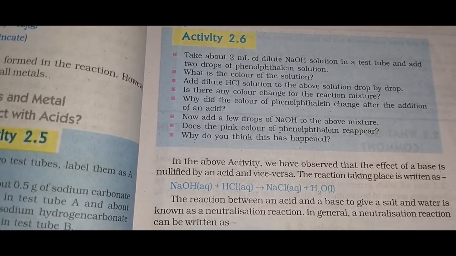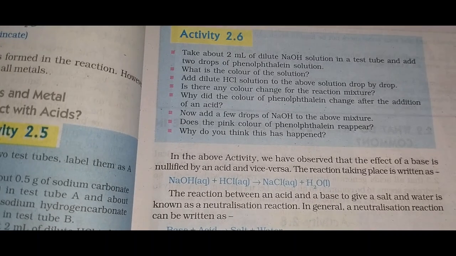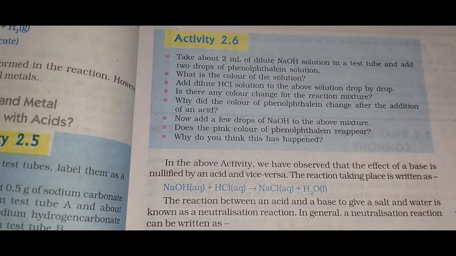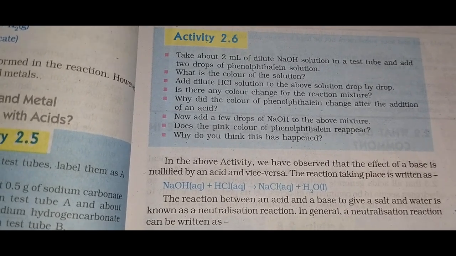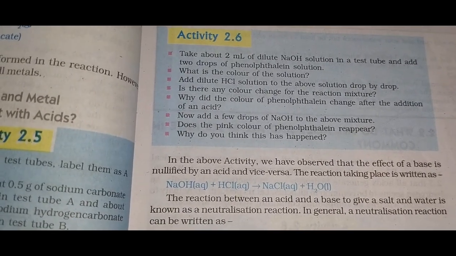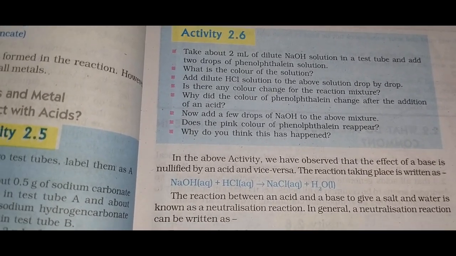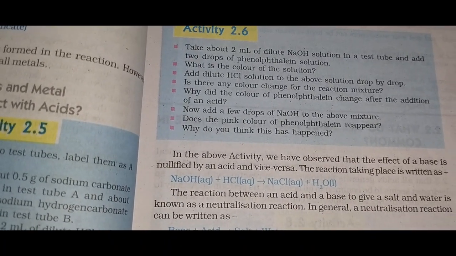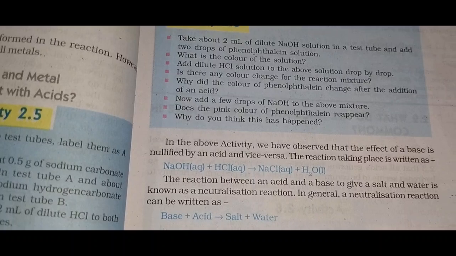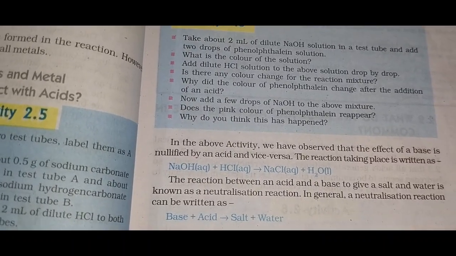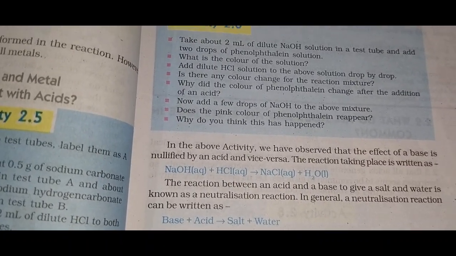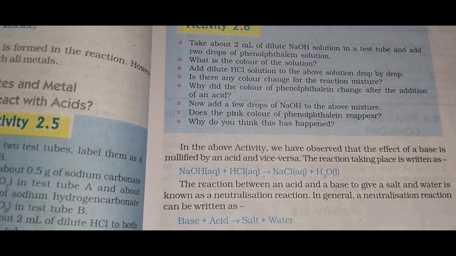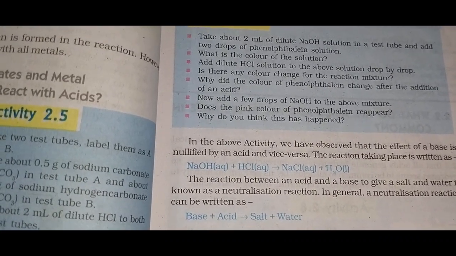What color does phenolphthalein change to after the addition of acid? We know that in a base it is pink. When we add acid to it, it loses its color and becomes colorless. When it becomes colorless, we can say it is neutralized. When we add a few drops of NaOH again, the pink color of phenolphthalein reappears. So what do you think has happened? We have observed that the effect of the base is nullified by an acid.